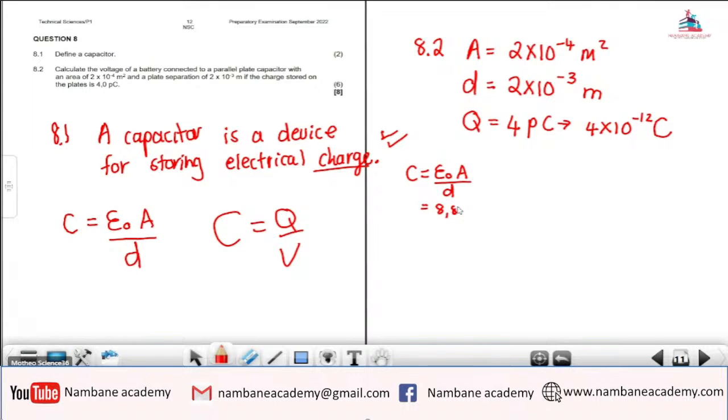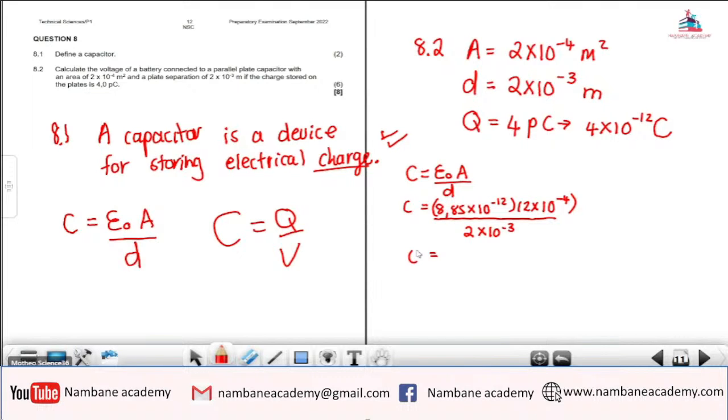That will be 8,85 times 10 to the power negative 12. Our area was given to us, 2 times 10 to the power negative 4. And then divided by the distance between the plates, it's in the correct unit, which is 2 times 10 to the power negative 3. Let's put that into our calculator. Some people don't have a good relationship with their calculator. I don't know why. You must not be afraid to use the scientific function.